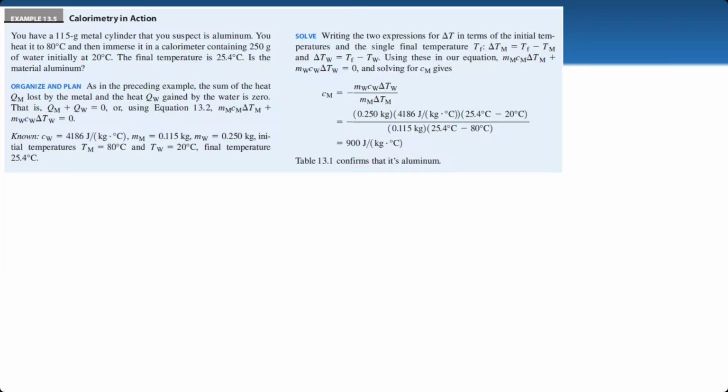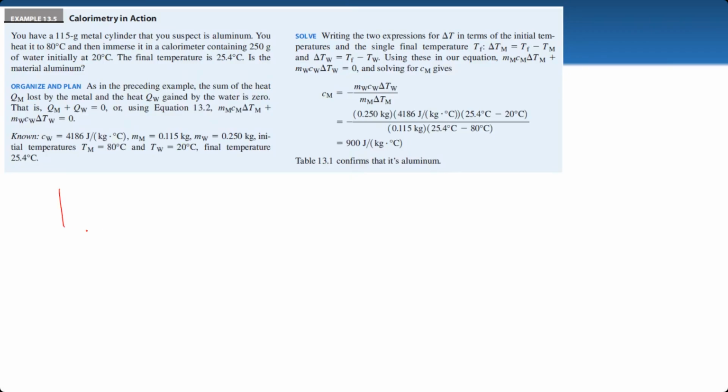In this example, we have a 115-gram metal cylinder that you suspect is aluminum. You heat it to 80 degrees and then immerse it in a calorimeter containing 250 grams of water, initially at 20 degrees Celsius. The final temperature is 25.4 degrees Celsius. Is the material aluminum?